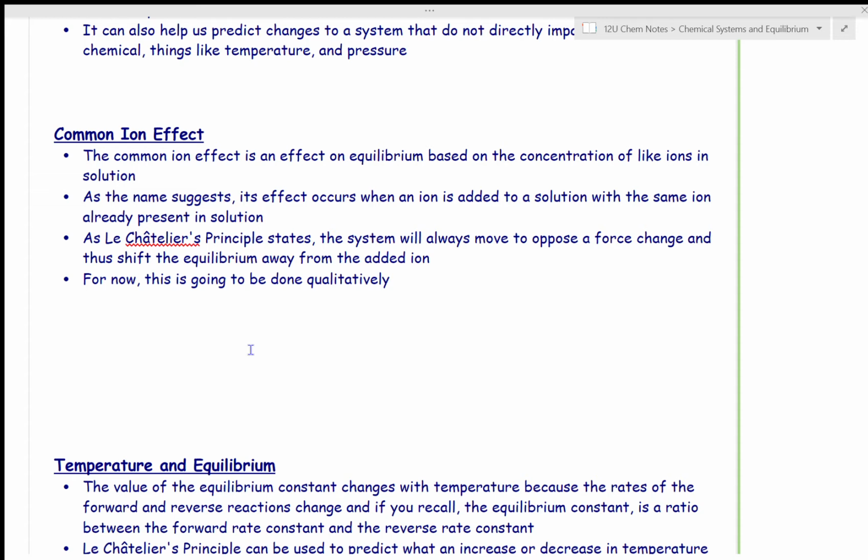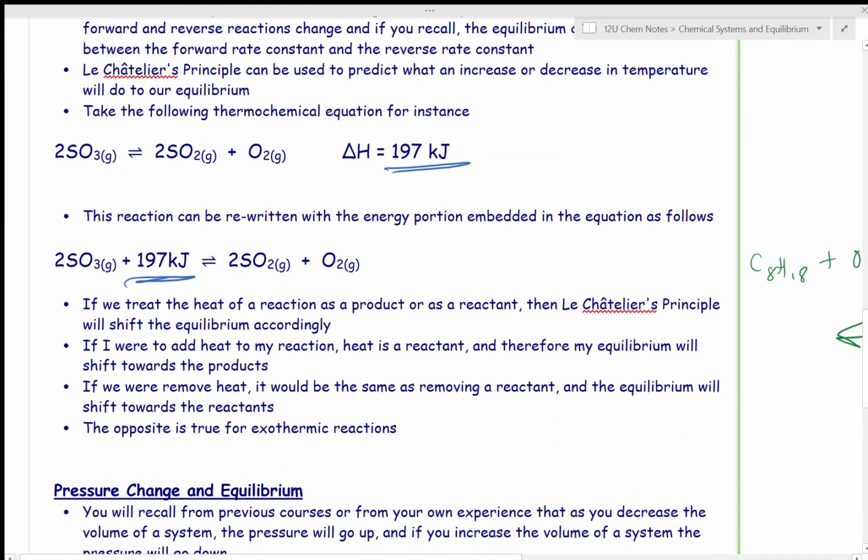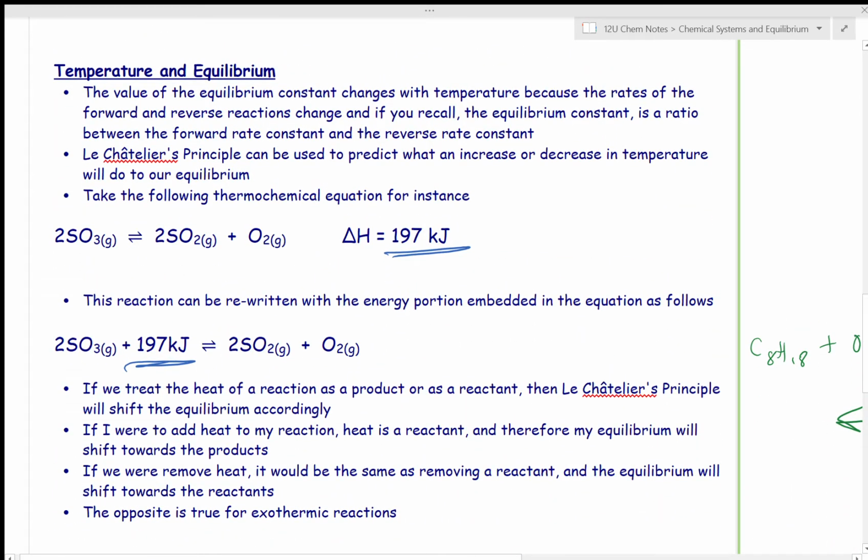Beyond that, I'm not going to get into that right now. We are going to talk about the common ion effect a little bit later. Don't want to stress too much about that. But we are going to talk a little bit more in detail about temperature and equilibrium, and then pressure and equilibrium. So the value of the equilibrium constant changes with temperature.